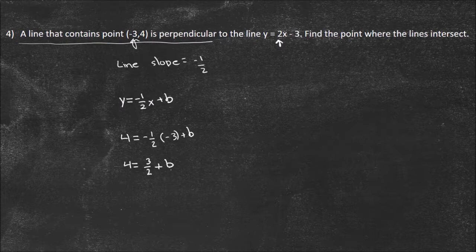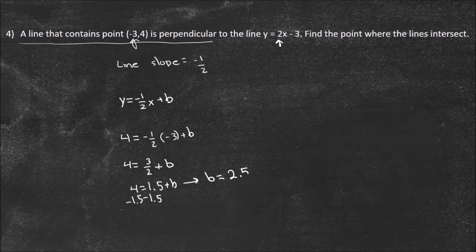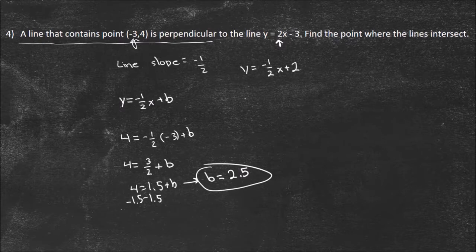And 3/2 is the same as 1.5, so for this I'm just going to write 1.5. It'll make the subtraction a little bit easier, so subtract that 1.5 from both sides. And I'll just write this here, b equals 2.5. So we figured that out, but we don't have the equation of the whole line yet, so we've got to do that. So y equals negative 1/2 x plus 2.5.